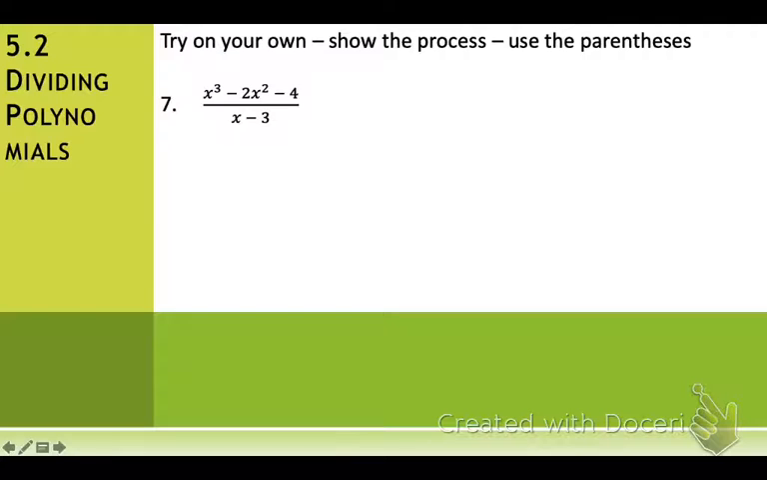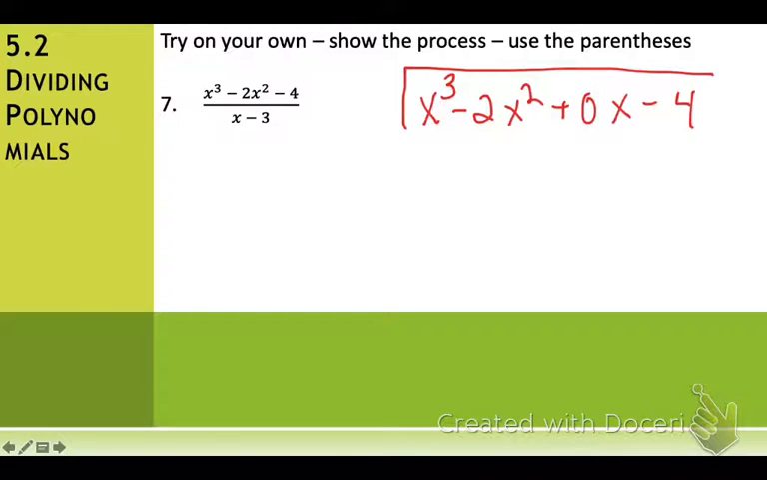Problem number 7. Okay, so I need a placeholder here. So as I write it, I'm going to keep that in mind. So x cubed minus 2x squared plus 0x's minus 4. So it goes 3, 2, 1, none. Always needs to go greatest to least and by ones all the way down to none. Divided into x minus 3.